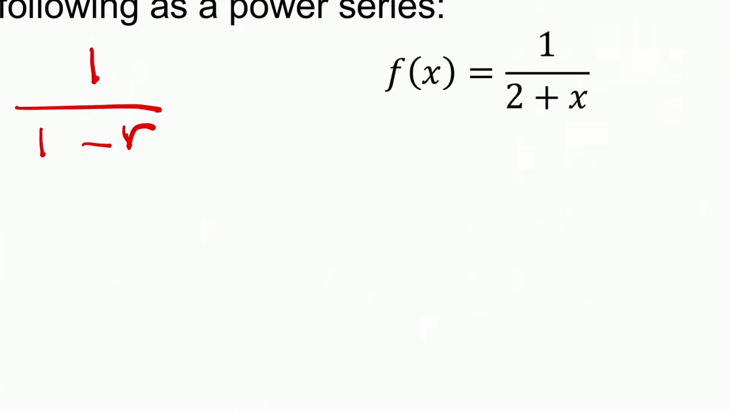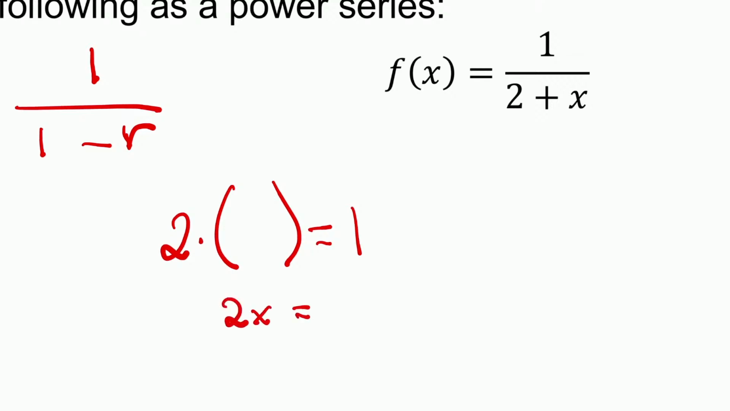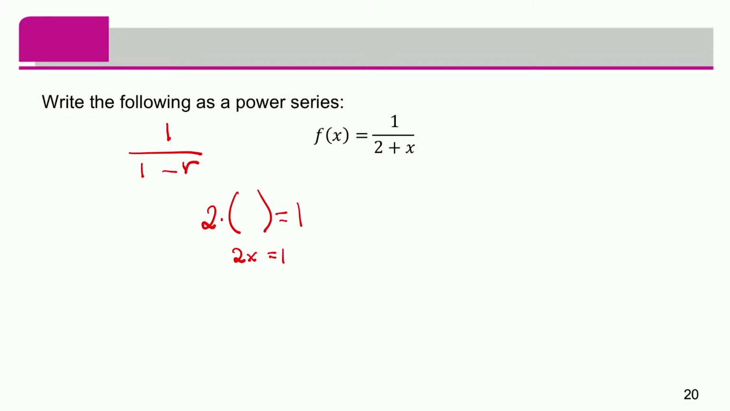Well, if you had a 2 and you wanted to multiply it by something to turn it into a 1, what would you multiply it by? 2 times what equals 1? Like, what number can I multiply 2 by? Solve this equation. 0.5, yeah. Sorry, I'm doing a poor job of communicating.